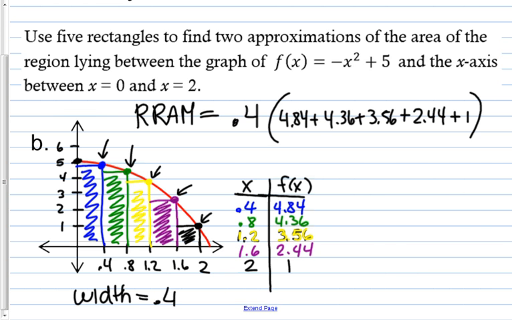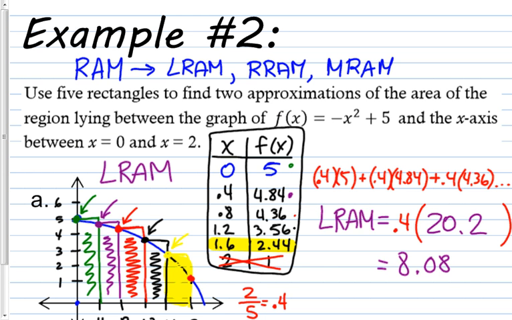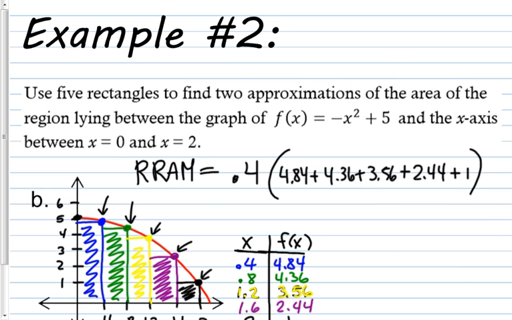So for LRAM, I didn't use the last point because it was on the right. And for RRAM, I didn't use this because it was on the left. Okay? All right, so pop that in the calculator. 0.4 times all of that is 6.48.